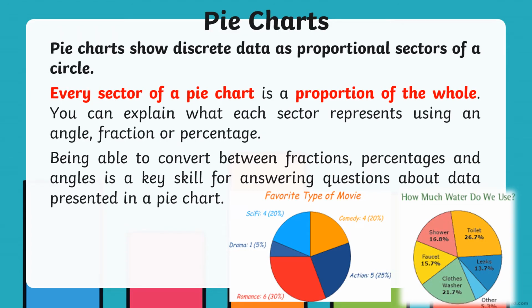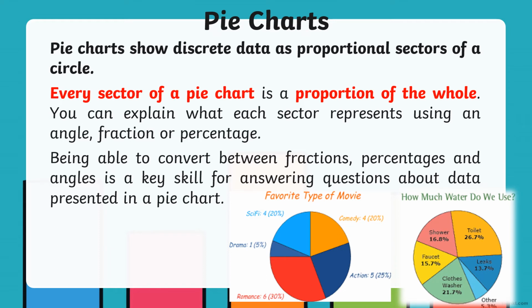Now let's move on to the last type of chart, which is the pie chart. Pie charts show discrete data as proportional sectors of a circle. As you can see here, the pie chart and the bar chart show discrete data, so data that can be counted. But in a pie chart, your keyword here is proportional. It shows the relationship of a certain variable to the whole of the data.